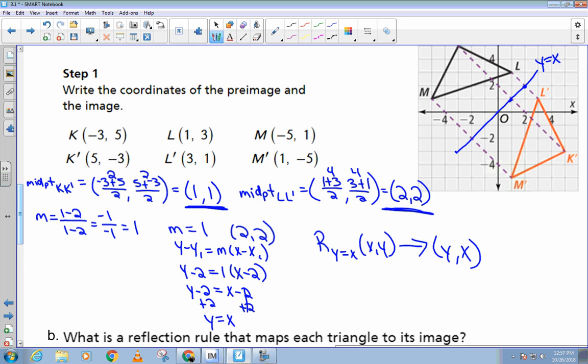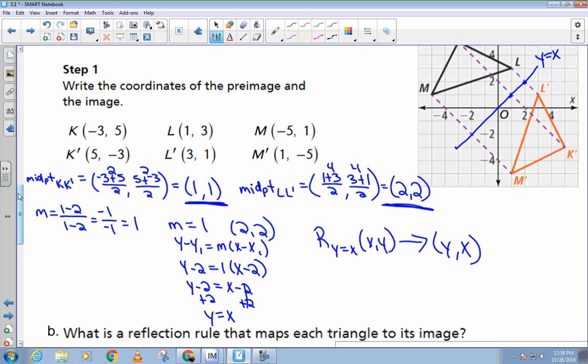Okay? So if it reflects over the x-axis, the y changes. If it reflects over the y-axis, the x changes. If it reflects over the line y equals x, they switch places. Okay? And we got one more that has a rule.